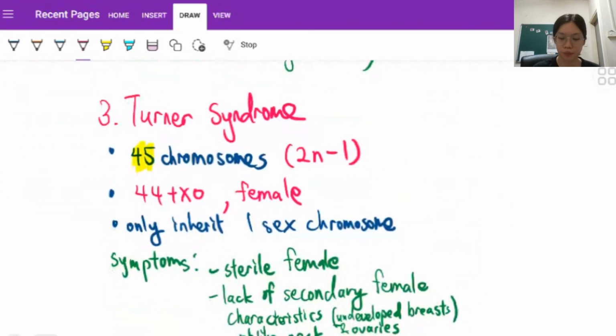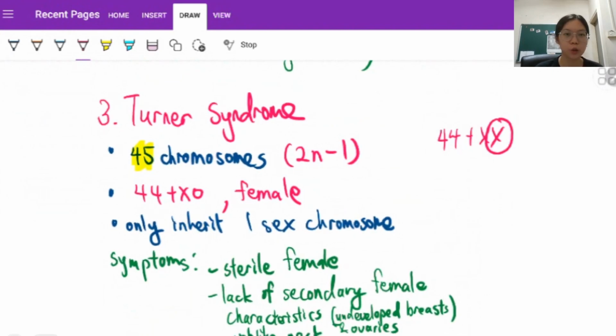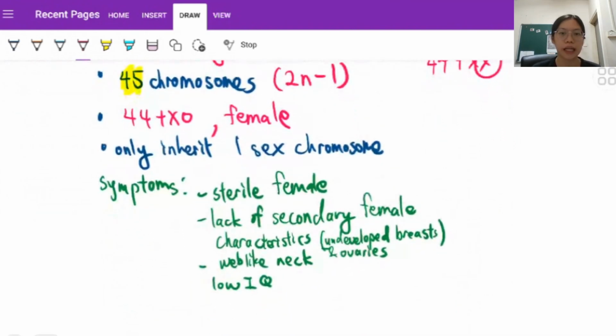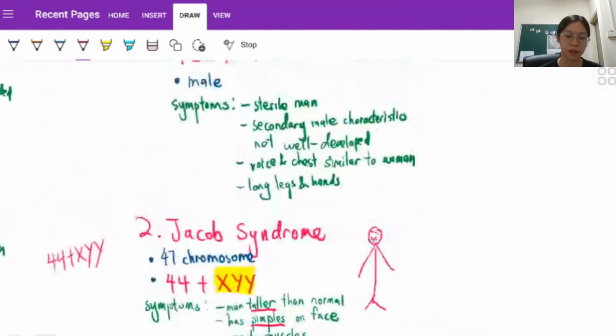What about Turner syndrome? Initially a female is supposed to have 44 plus XX, but now she lacks one X chromosome. So she only has 45 chromosomes. Therefore, when you become less girlish, it means you lack secondary female characteristics, and she is a sterile female, with a web-like neck and low IQ. You must at least know two of them. So this is how you differentiate between them.